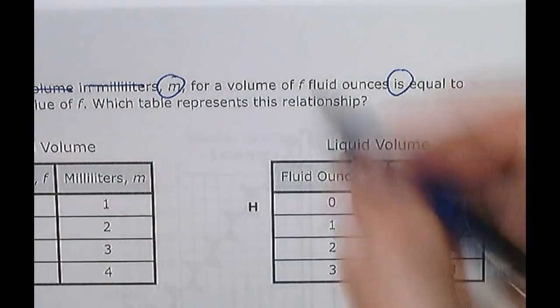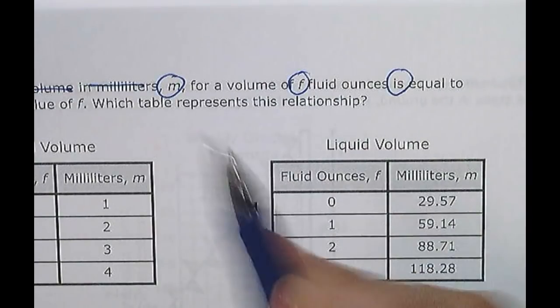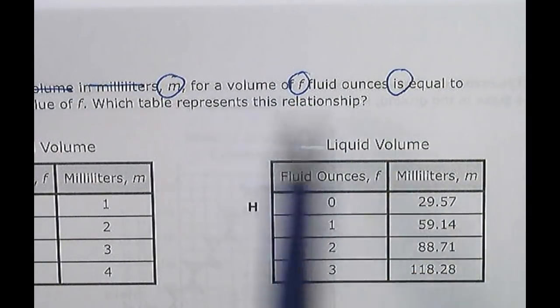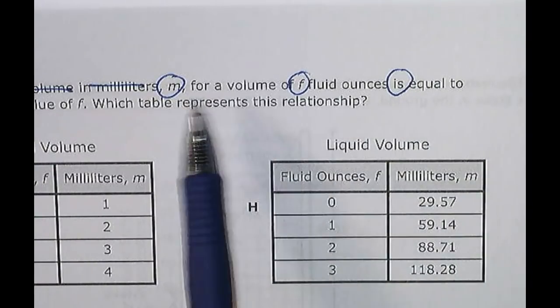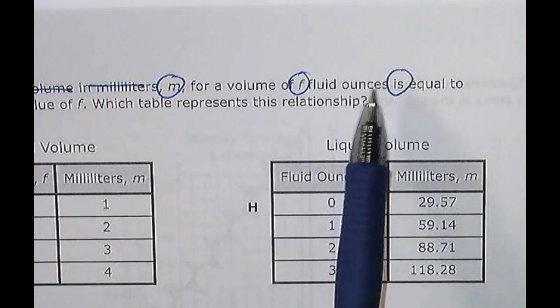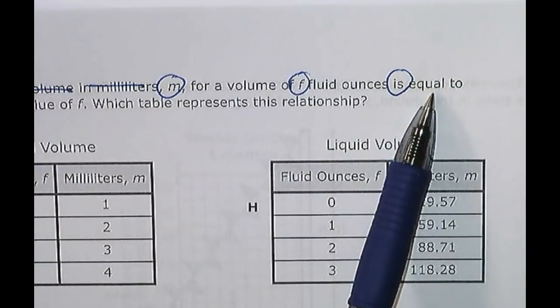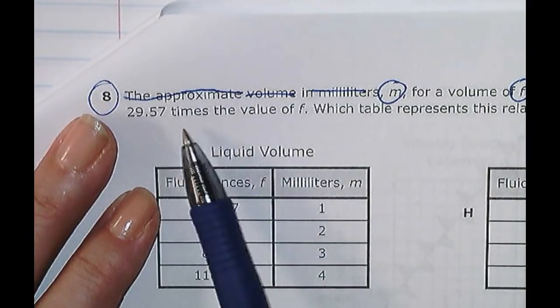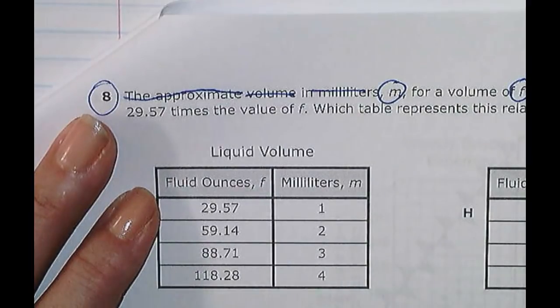I'm going to circle that too. So I've got it's one of these two. Can't have both. Is it M equals or is it F equals? M for the volume of F fluid ounces. So that's like which one? We'll talk in a minute. There's equals, and it says equals 29.57 times F. So let's write that out.